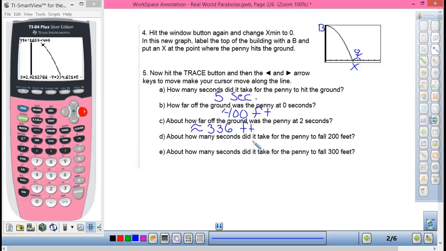Okay, so now it wants to know how many seconds did it take the penny to fall 200 feet. So am I looking for x is 200 or y is 200? Looking for where y is 200, so go ahead and do that.